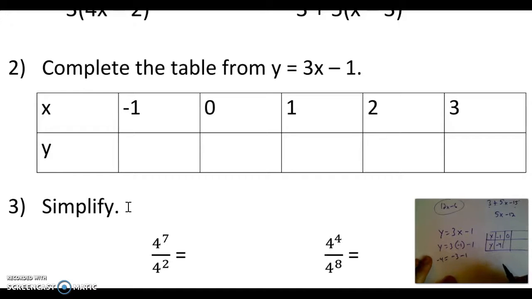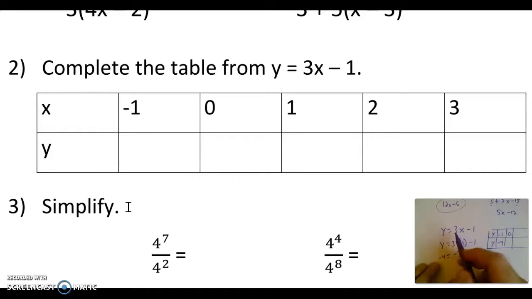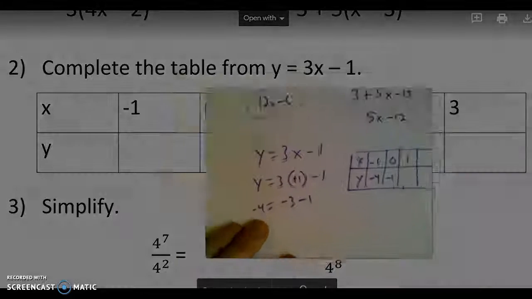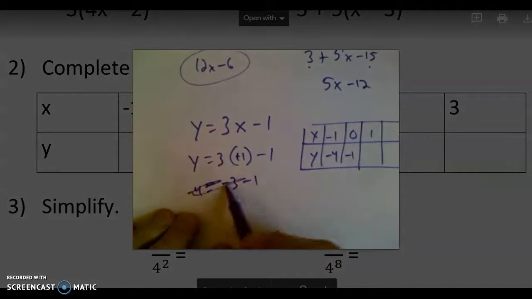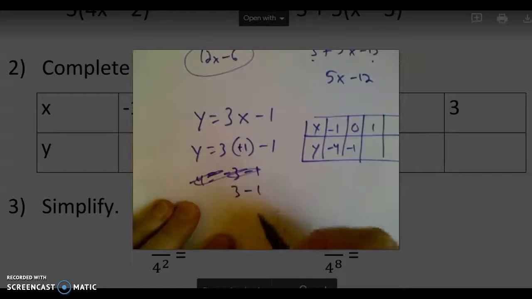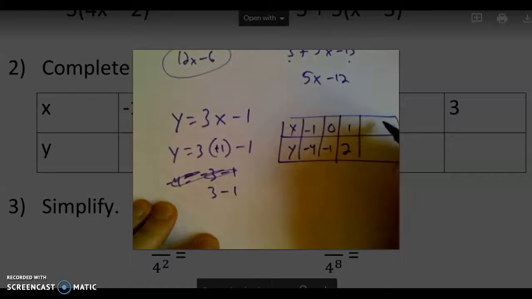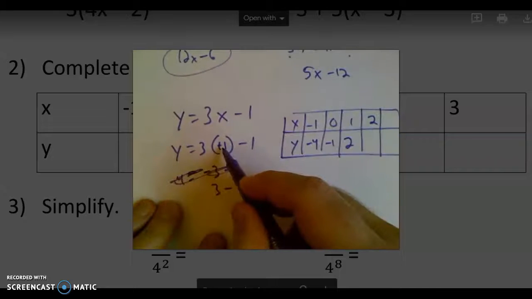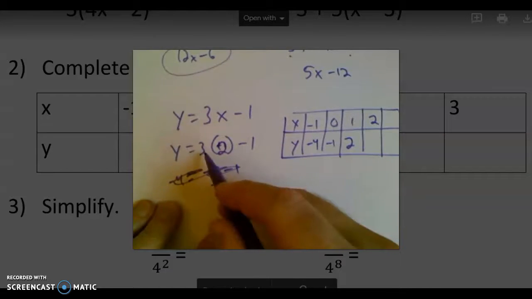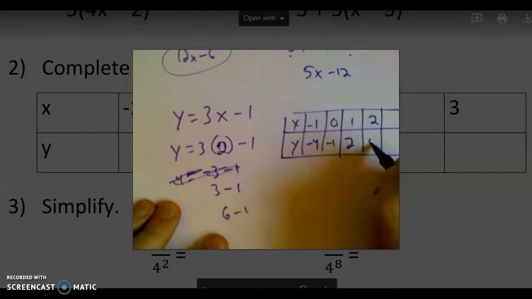Then we have where x is 0. Well, if x is 0, 3 times 0 is 0, minus 1 is negative 1. And then we have where x is 1, so you plug in 1 into your parenthesis. So I just switch this to a positive 1. 3 times positive 1 is 3, and then minus 1 would be 2. And then if x is 2, we just replace x with a 2. 3 times 2 is 6, minus 1 is 5.